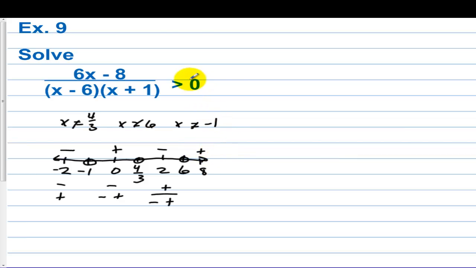So we got positive, and we want positives. Our answer is -1 to 4/3. Don't include either one of those. And that's union with 6 to infinity.